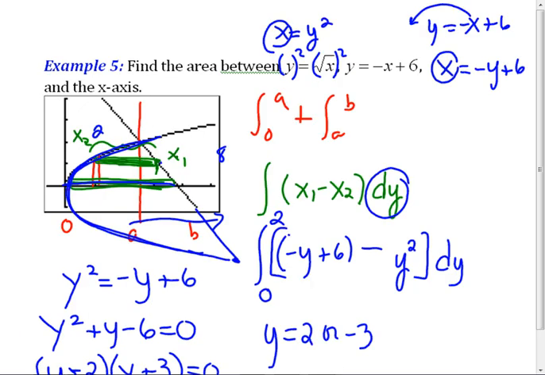Oh, there it is. Because if I do the first one, I can integrate from here to here, and then I have to find the area of that triangle, which I certainly could do. Nothing wrong with it. Get the same answer either way.